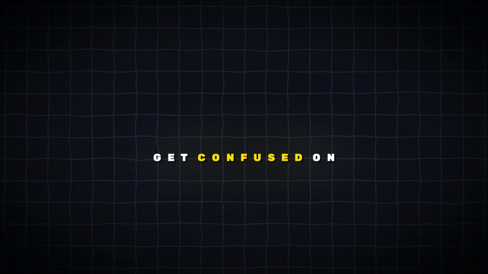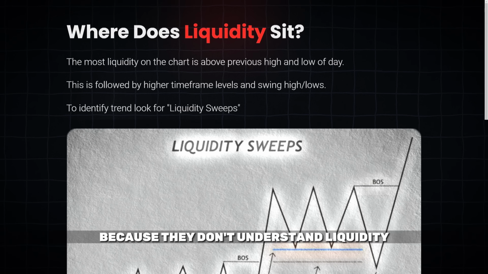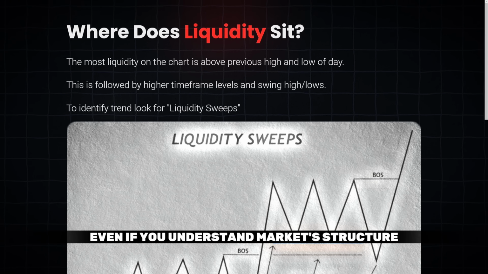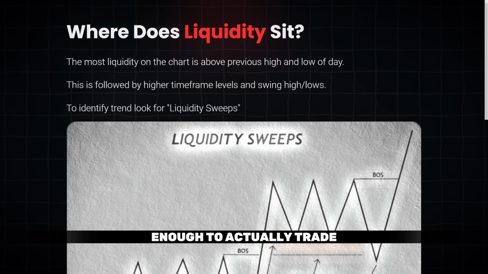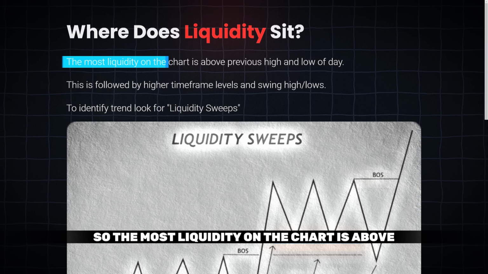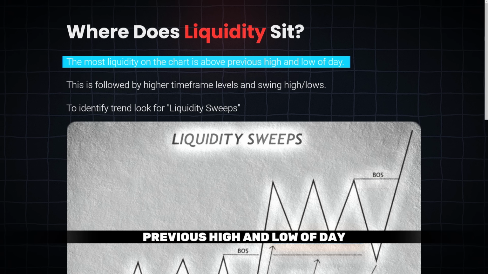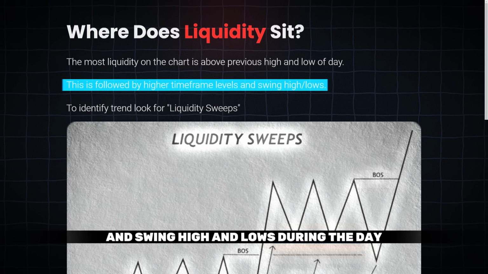Now, one thing that traders get confused on is where liquidity sits. Because if you don't understand liquidity, even if you understand market structure, you will not understand the chart well enough to actually trade. The reason is that you're going to get faked out more often than not. The most liquidity on the chart is above the previous high and low of day. This is followed by higher time frame levels and swing highs and lows during the day.